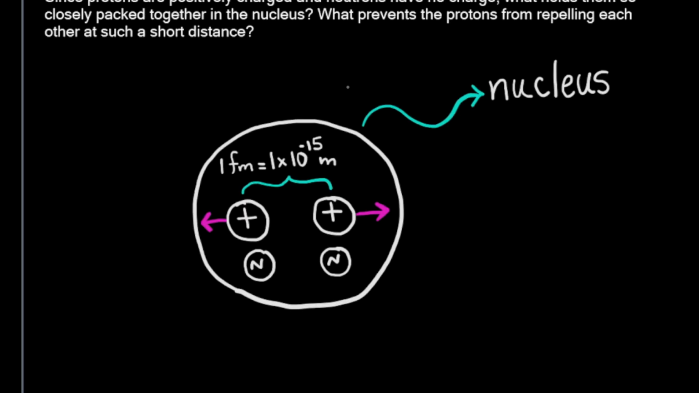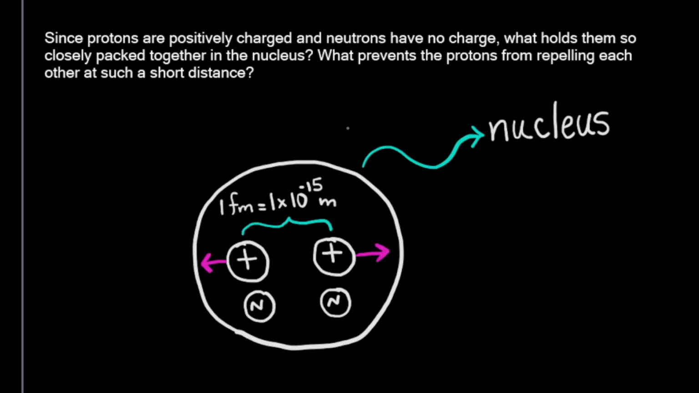Now, I have another question for you. Since protons are positively charged and neutrons have no charge, what keeps them so closely packed inside the nucleus? And what prevents protons from repelling one another at such a short distance?